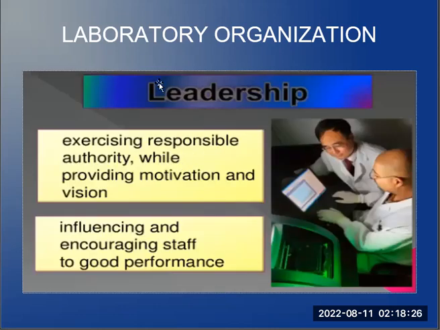So next is leadership. Exercising responsible authority while providing motivation and vision. You need to take into consideration the sentiments of the people inside the lab. If you're a leader, you should hear what your employees need, not just tell them to work when they don't want to, right?